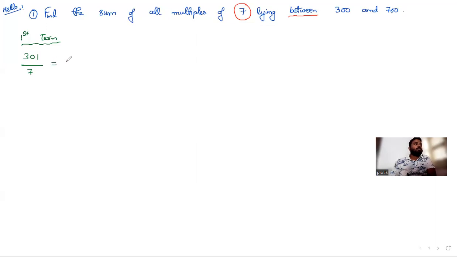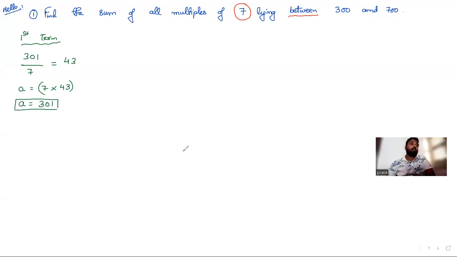So when I try to do this, 7 4s are 28, 7 3s are 21. So this number is definitely divisible. And is 301 lying between 300 and 700? Absolutely. So my first term, that is A, will be 7, which is the common difference, into the integer value which is taken into consideration. That is nothing but A is equal to 301. So that's my first number because we got an integer.